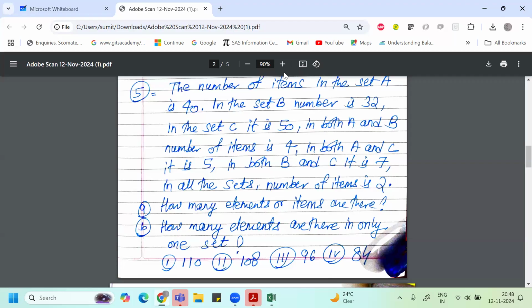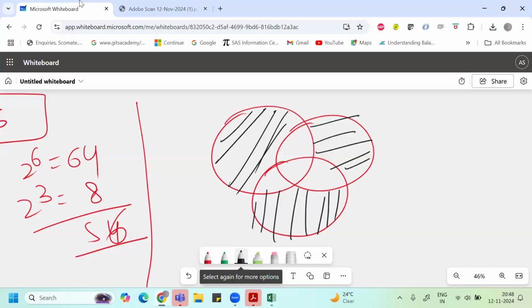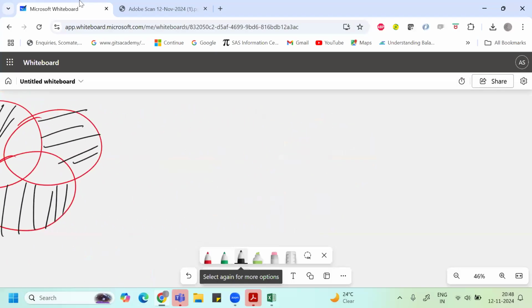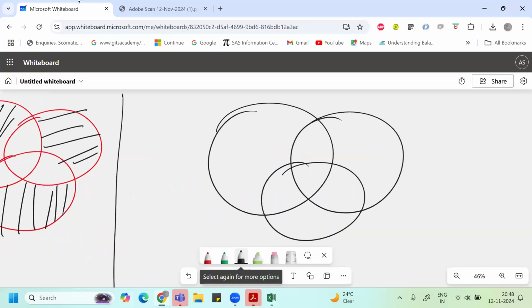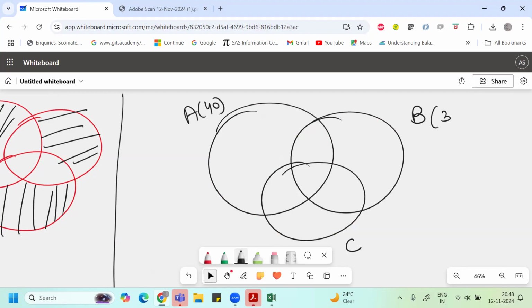If you do it by mathematics, formulas and all, De Morgan's law and all, you might get confused. So I want my students not to use any mathematical formula. Just draw the diagram and fill in the data. This is A, this is B, this is C. A is 40, B is 32, and C is 50.